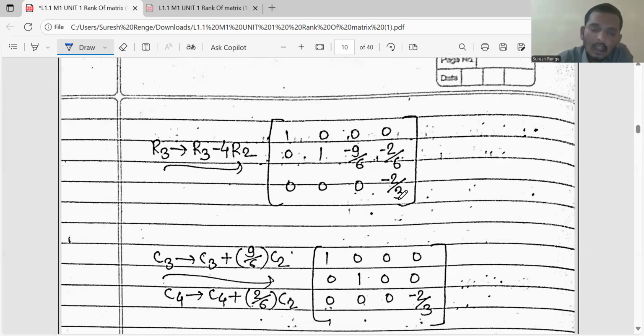Now in row number 2, this is a leading element, and whatever elements lie below it become equal to 0. Now, what is your next step?